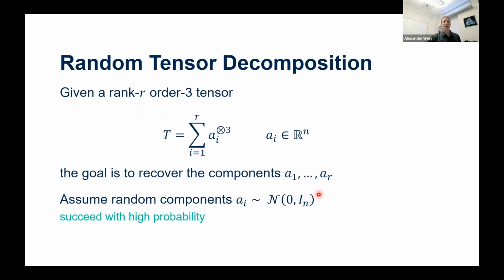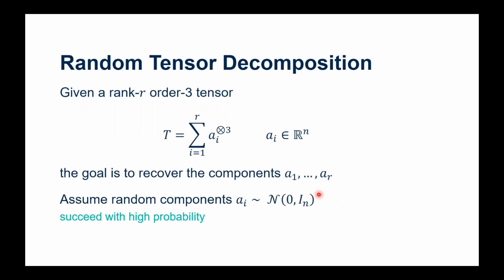To make our lives a bit easier, we're going to make an additional assumption, that the components are actually drawn randomly. Let's say I draw them all with i.i.d. Gaussian entries. The goal now is to successfully decompose the tensor with high probability.